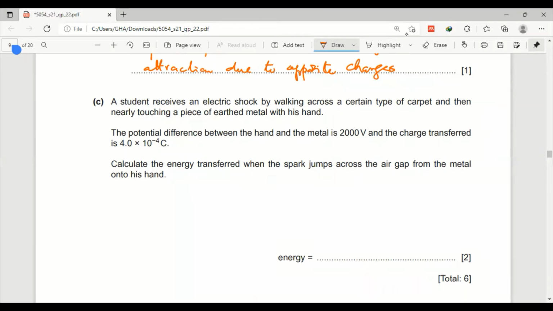So first, energy is equal to charge multiplied by voltage. This is a formula because the voltage is equal to work done per unit charge and the work is energy. So energy is equal to charge multiplied by voltage. So charge is 4 into 10 power minus 4 and the voltage is 2000. So the final answer will be 0.80 joule.